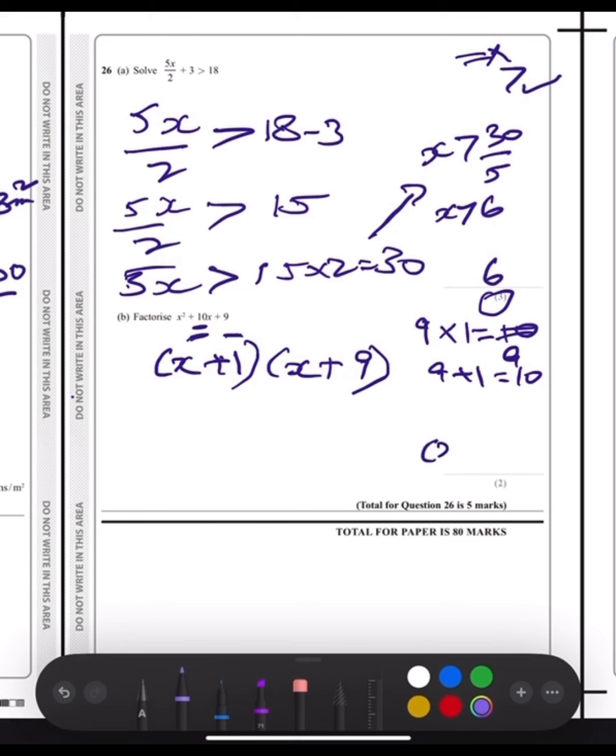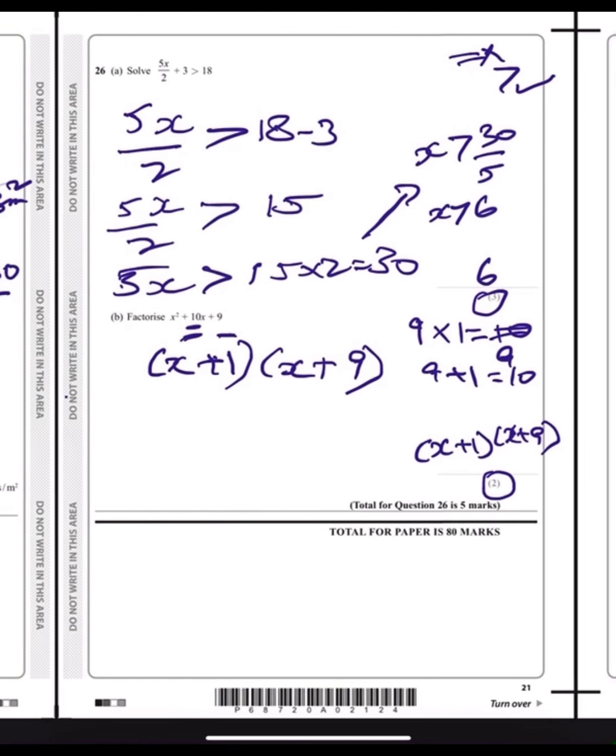Your first mark was for finding those numbers, and your second mark was for writing it in this form. It is always important to write in this form, otherwise you might not earn the mark. You might only earn a mark out of 2, and maybe you might get the whole question wrong. So you got the 2 whole marks there.